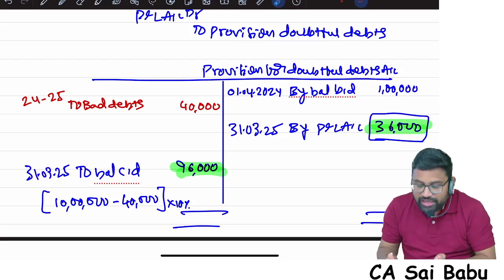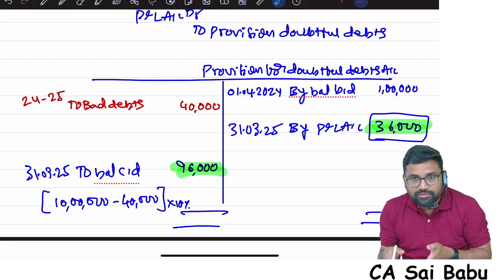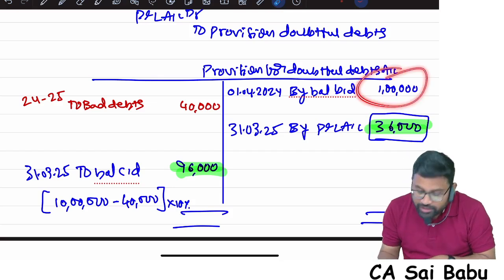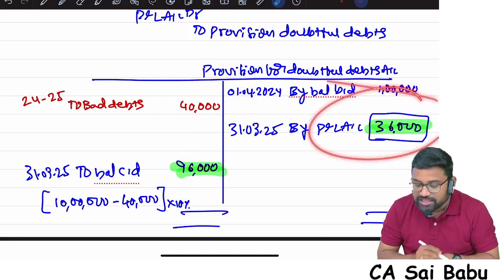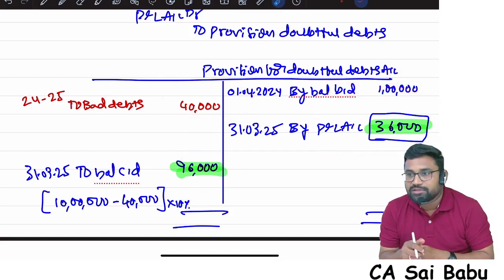Or else you can do it like this also, with an account type. You understood this way of solving? Account, opening on this side, closing on this one. This is bad debts adjusted. The balance figure is nothing but the provision required to be created.